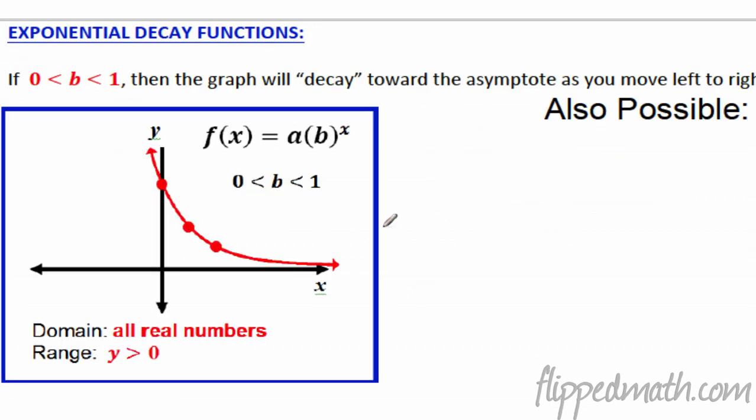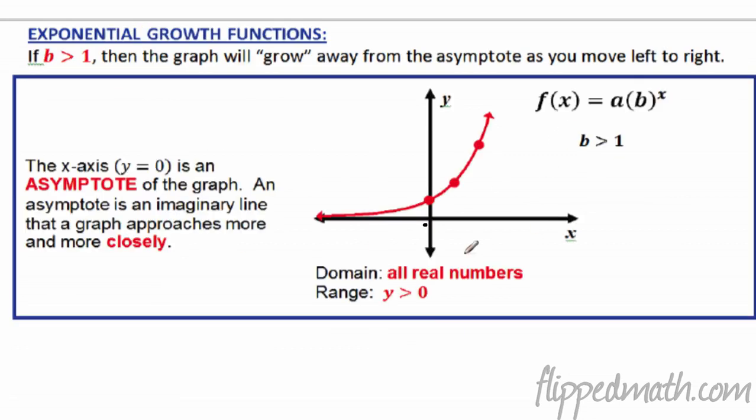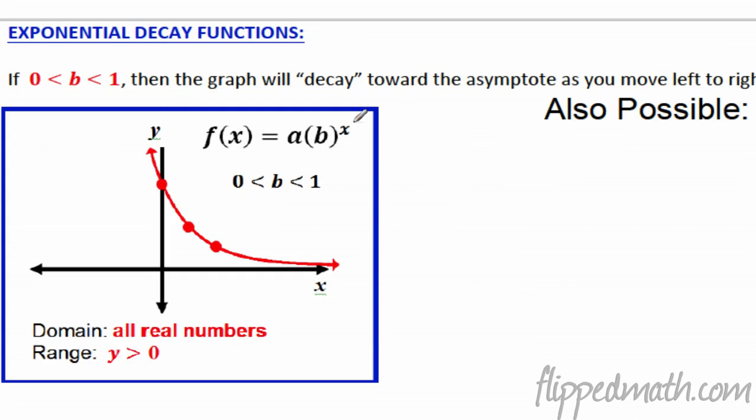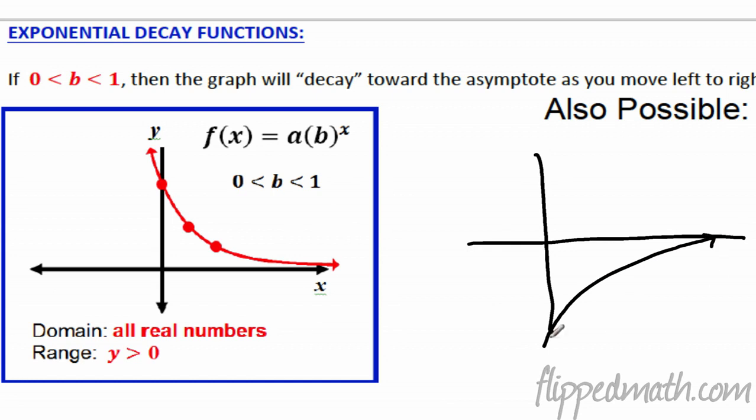Don't forget, let me back it up. Don't forget that this is also possible when a is negative because you have that product and it's multiplied by a negative, it goes down. These are both growth functions. Decay functions, they get closer and closer and closer to some asymptote. In this case, it's y equals 0. The domain is all real numbers, and the range here is y is greater than 0, and that's when b, the base, is between 0 and 1. Okay, remember growth and decay. Don't forget about their negative functions as well.